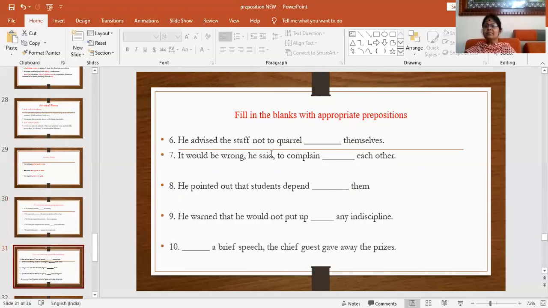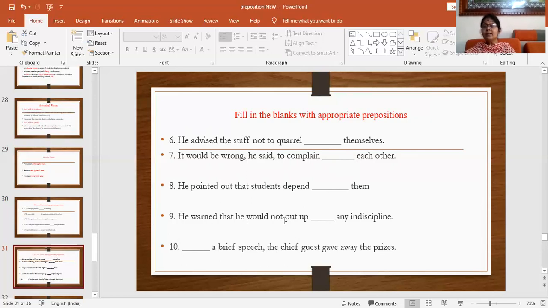He advised the staff not to quarrel dash themselves. Now, staff is plural, more than two. So when you have more than two, you must use the preposition among. And when you have only two, we should use the preposition between, right? It would be wrong, he said, to complain dash each other. Your preposition here should be against each other, right?